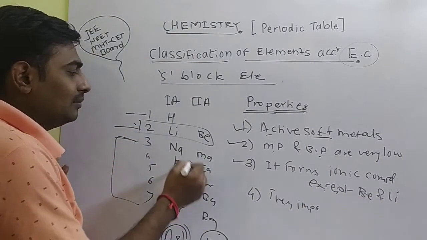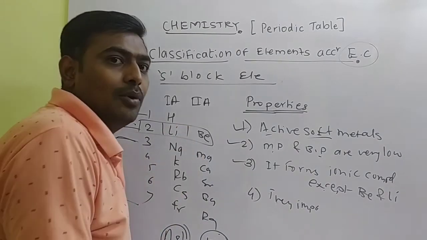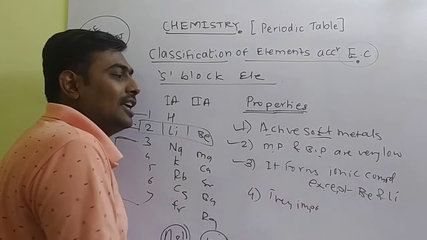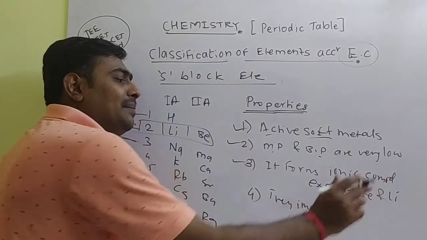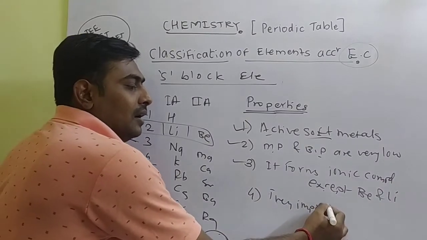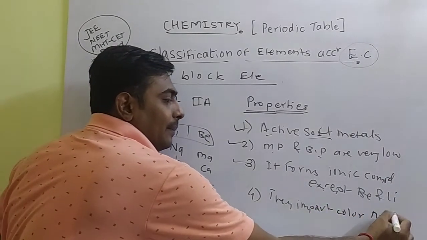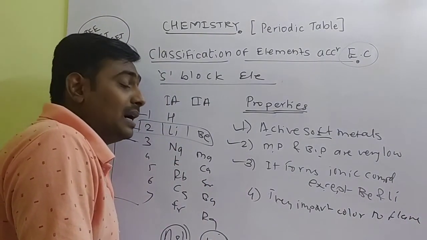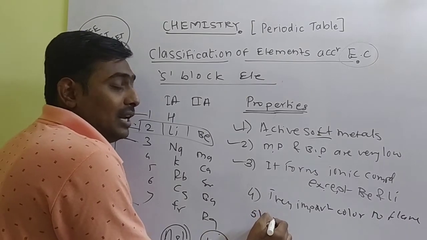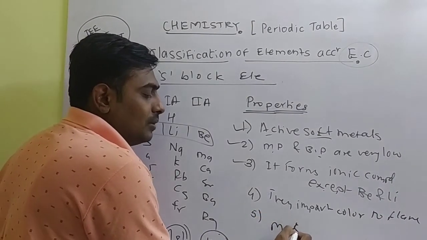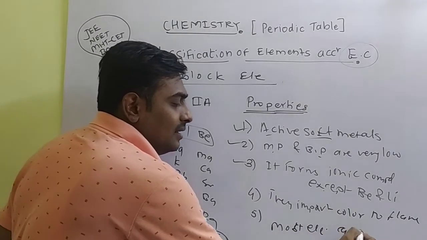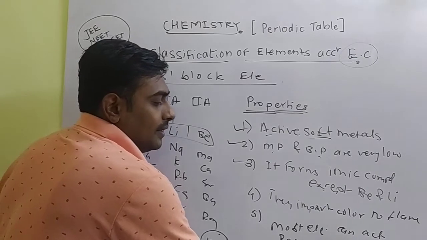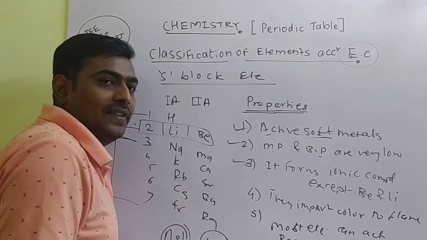Beryllium and lithium are anomalous in their respective groups. Anomalous means the first element of any group shows different properties from the other elements. Fourth, they impart color to a flame: when they are taken into a flame, they impart color. Fifth, most of the elements can act as reducing agents. So these are the properties of S block elements.